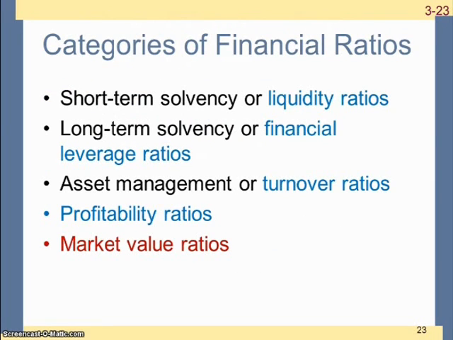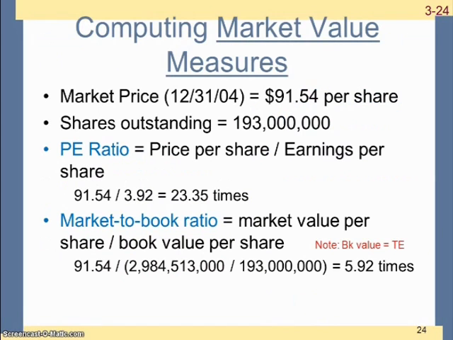Now we are going to the last category of financial ratios, that is market value ratio. Alright, market price. Market price is the price per share. $91.54 means it is priced at $91.54 on 31st December 2004. Shares outstanding are all the shares of a firm that have been authorized, issued, and purchased by investors, and they are held by investors. They have rights and represent ownership in the corporation by the person that holds the shares.